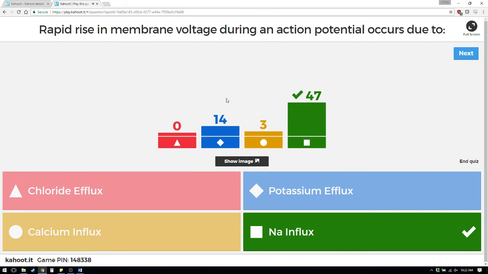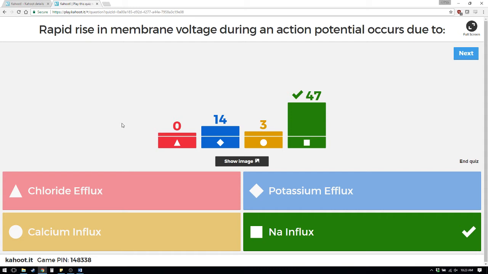Yep, sodium is the correct answer. So, remember, when you have that rapid depolarization occur, it's usually due to an action potential actually hitting the cell, or like when we look at the cardiac cycle, you'll see it in certain pacemaker cells. But basically, sodium influx is going to be the big thing that causes that rapid increase in membrane voltage.